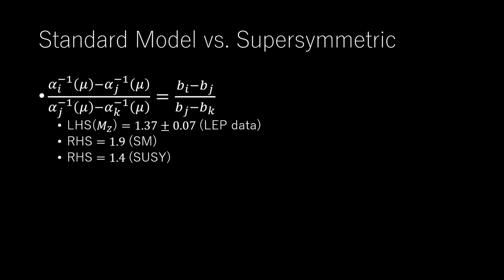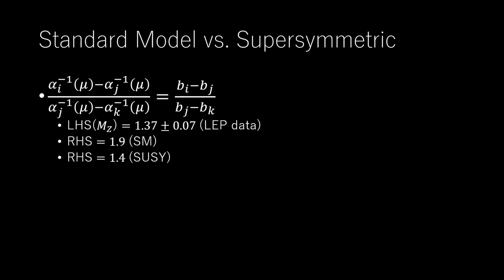In the supersymmetric theory, the superpartners also enter the loops and change the coefficients somewhat. An interesting way to examine which theories give unification is to combine the running equations to give the following ratio. The left-hand side can be evaluated from data, and the right-hand side can be found from different theories. The data gives the left-hand side at MZ equals 1.37 plus or minus 0.07. In the standard model, the right-hand side equals 1.90, so the unification is approximate.